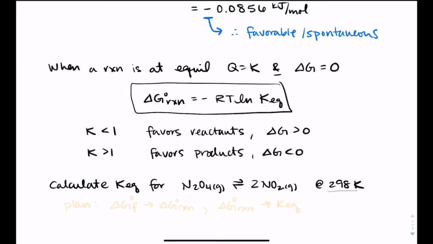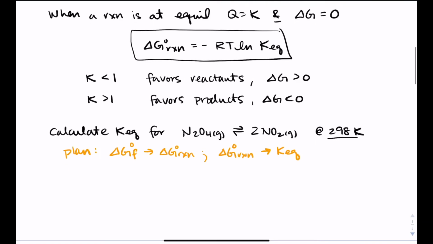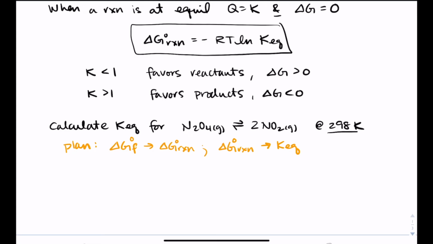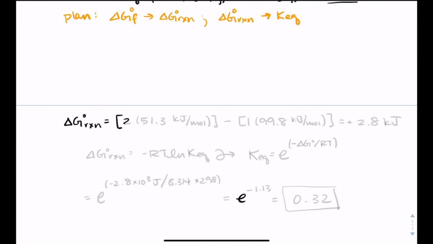I need delta G reaction for this. So I could either calculate delta H, calculate delta S, put them together, or I could use the delta G formation to get delta G reaction. Both are correct. Once I have delta G reaction, then I can relate that directly to the equilibrium constant. So if we give this a try, 2 times the product minus 1 times the reactant, my delta G value is positive 2.8 kilojoules. My delta G reaction is equal to negative RT ln of K eq. I have everything except for the K eq.